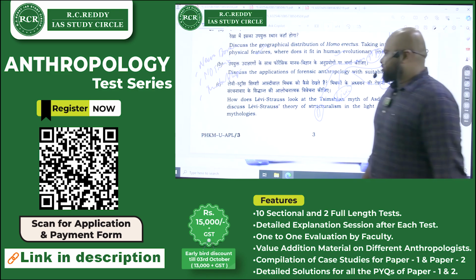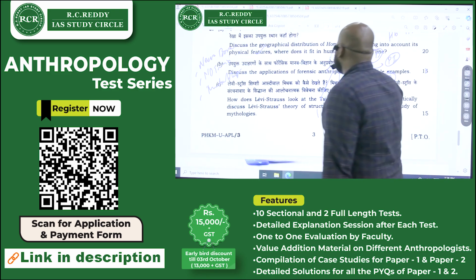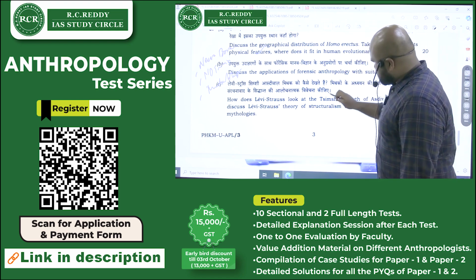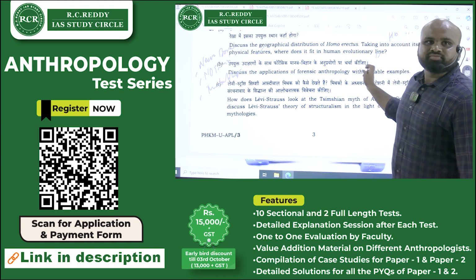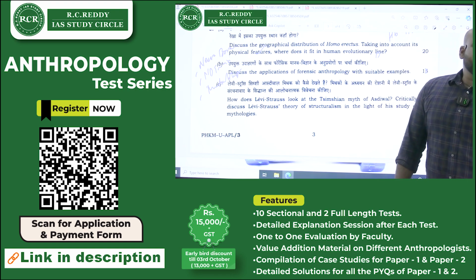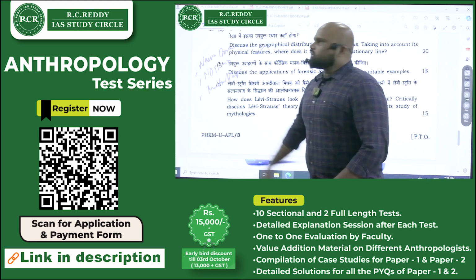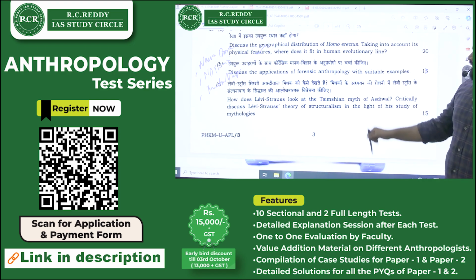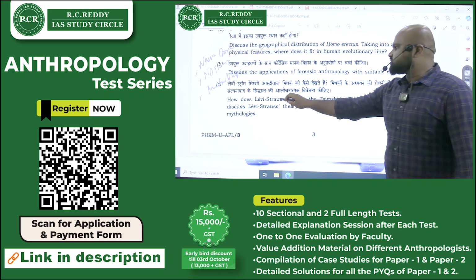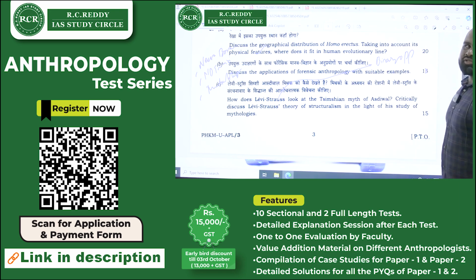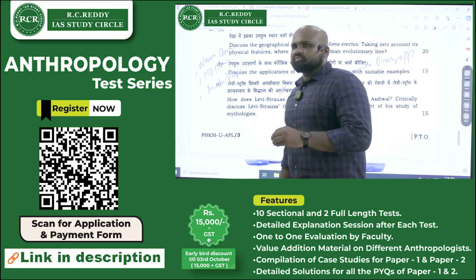Next, how does Levi-Strauss look at the Shimian myth of Asdewall? Now many people, how many of you have heard about the Asdewall myth already? One common myth that we would have heard about Levi-Strauss is Cinderella, right? But Asdewall is also one common myth that is generally observed. Now what does he fundamentally say? Again we know the core concept of Levi-Strauss is what? Theory of binary opposition. Theory of binary opposition is the core concept of Levi-Strauss.